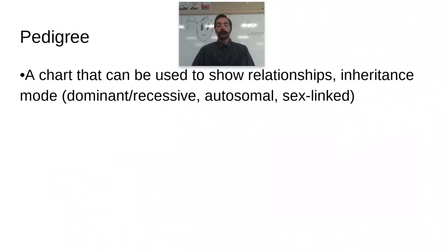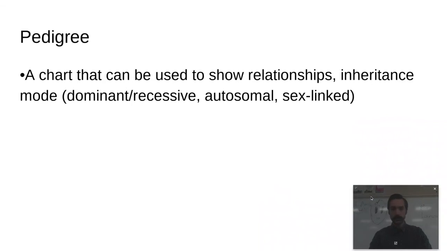So how do we know what happens moving forward, or how can we tell whether somebody is a carrier or somebody is affected, or how a family looks with a certain genetic disorder? This is what are called pedigrees. Pedigrees are charts that are used to show relationships and inheritance throughout a family. You can look at dominant or recessive traits, autosomal traits, or sex-linked traits. All of these can be shown through pedigrees.